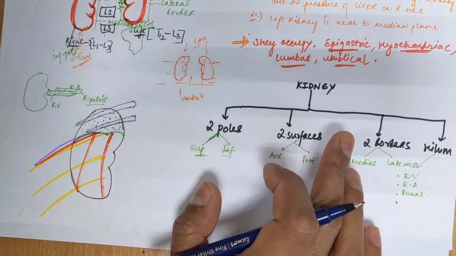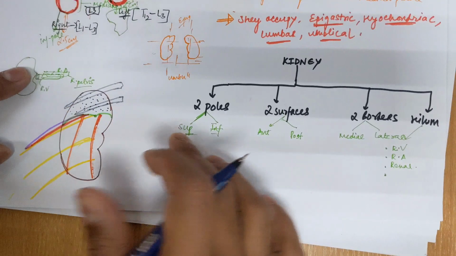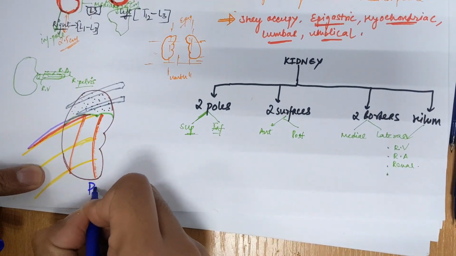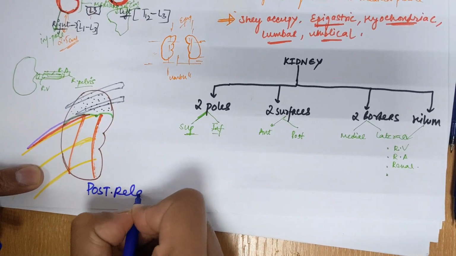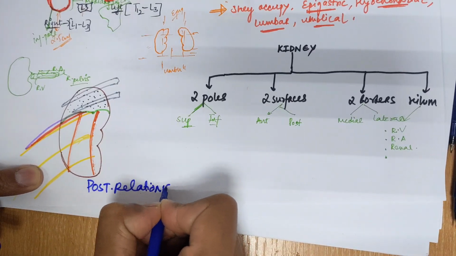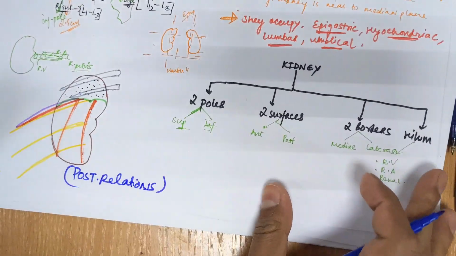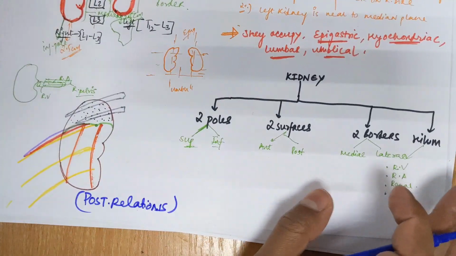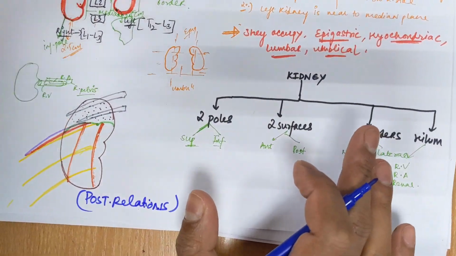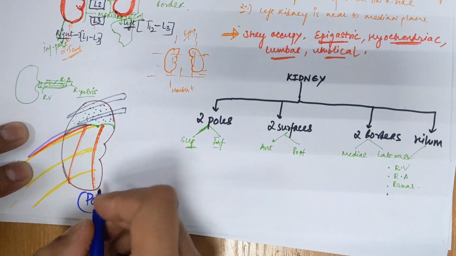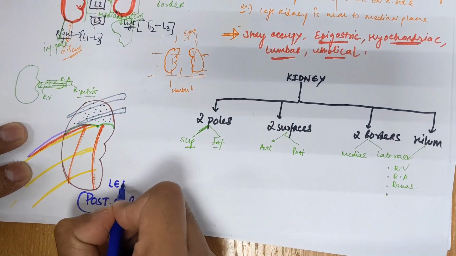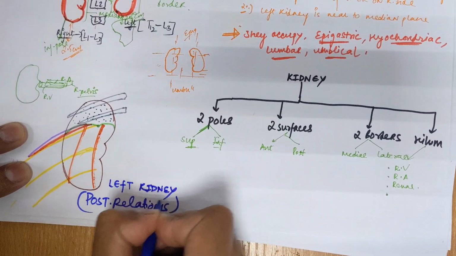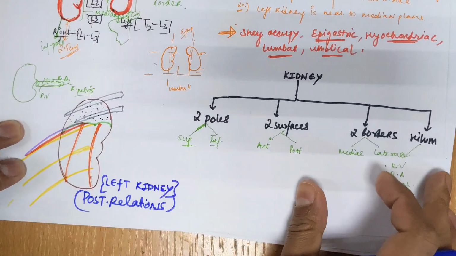And now we will see the posterior relations of the kidney on this diagram. So let's start with the posterior relations of the kidney. These are the posterior relations. Okay, so this is the diagram for the posterior relations of the kidney. On the posterior side, we have one difference according to ribs between the left and the right kidney. This is your left kidney. As you know, the left kidney is higher than the right kidney. So this is the diagram of the left kidney. I will tell you the difference between left and right.